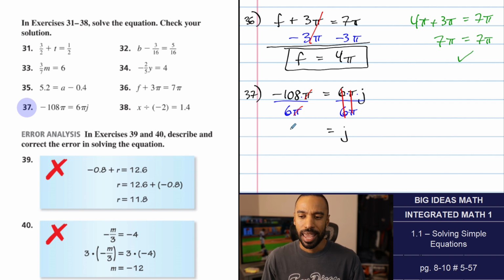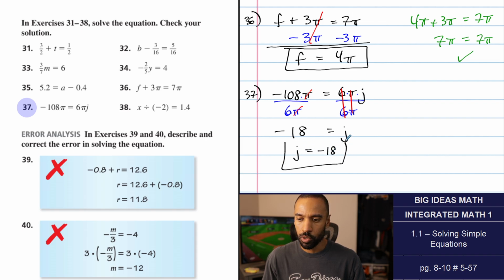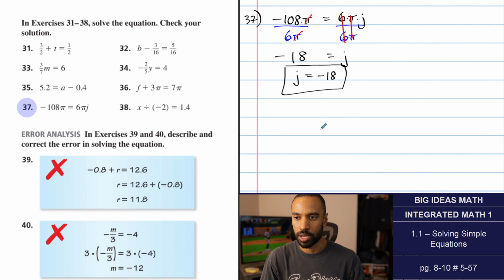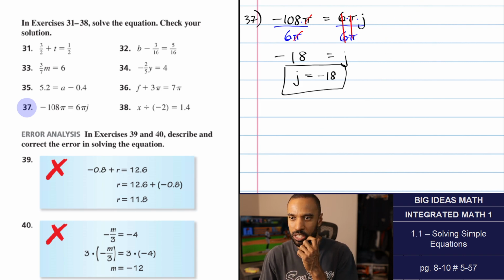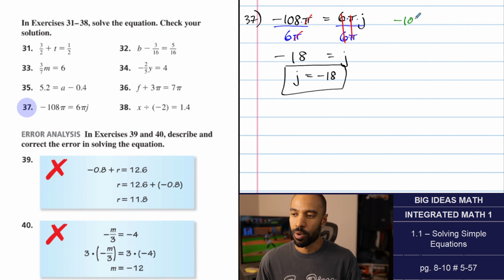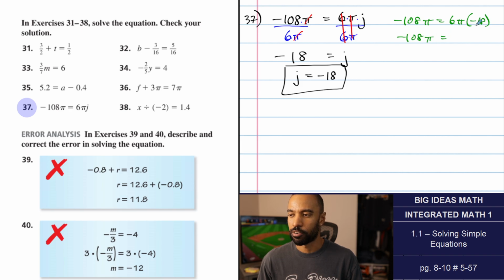Negative 18. No pi. J equals negative 18. And this is a worthy one to double check. I'm going to have to trust that 6 times 18 is 108 for when I say what I say. But we have negative 108 pi equals 6 times pi times negative 18. So let's double check that for ourselves.